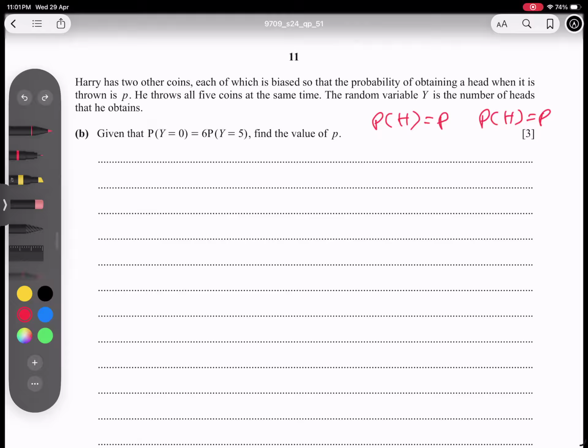So head obtains, and we have given this condition. We follow this condition and find the P value. So students, what does 0 mean? Repeat again, what does Y represent? Y is the number of heads he obtains.